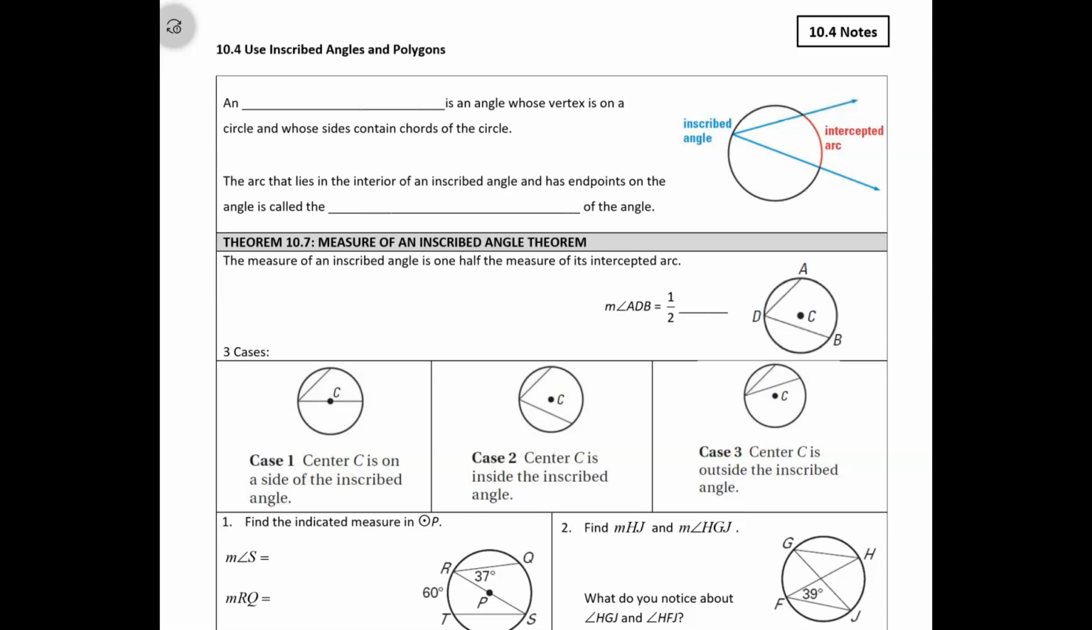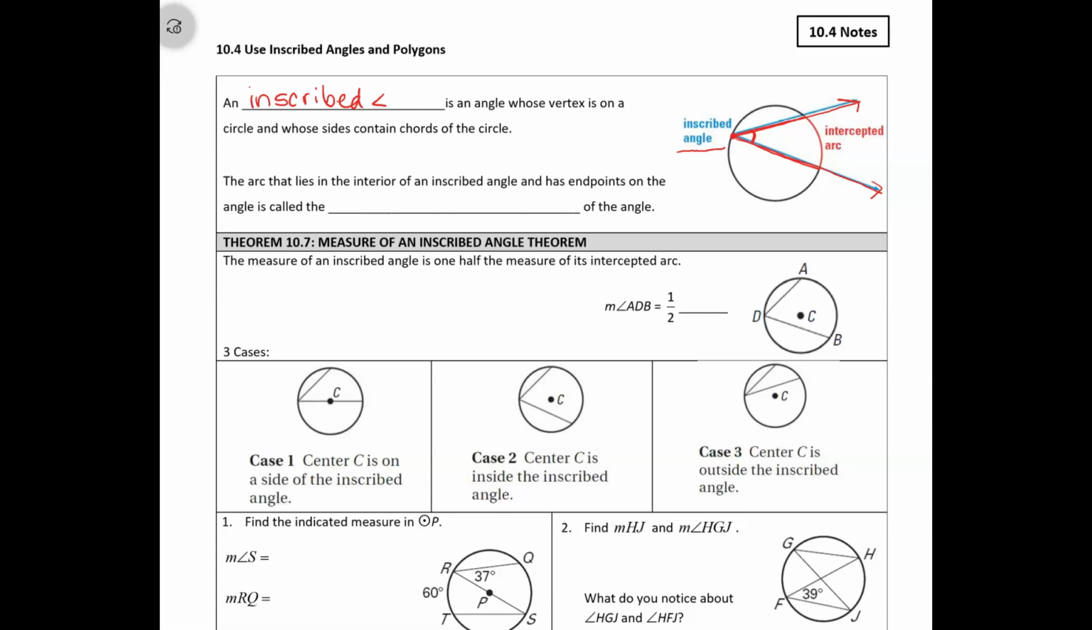In this video, we're going to look at 10.4, use inscribed angles and polygons. So the first thing we need to figure out is what is an inscribed angle. As you can see here in this picture, here is an inscribed angle, and it is talking about this angle right here. The formal definition of an inscribed angle states, an inscribed angle is an angle whose vertex, here is the vertex, is on the circle and whose sides contain chords. So it's the angle created by these rays, but inside they are chords.